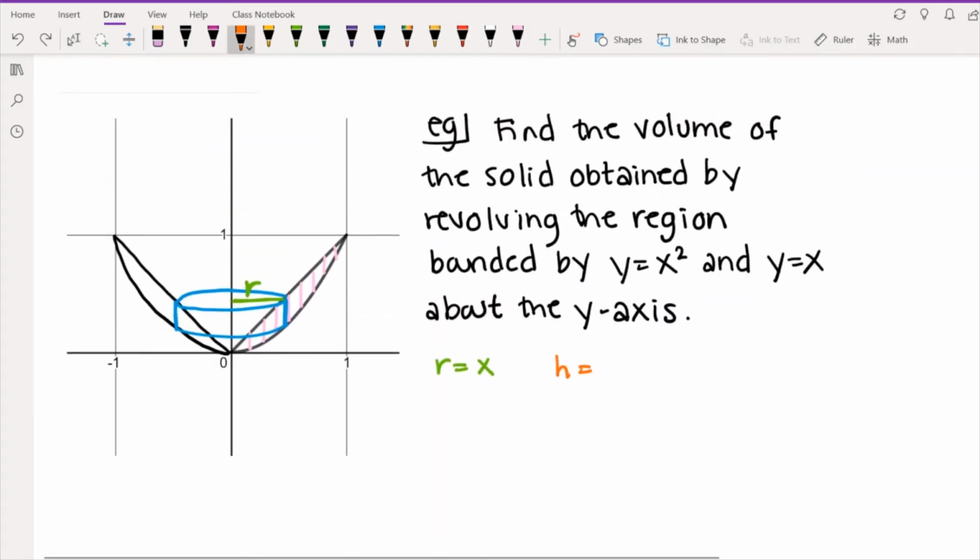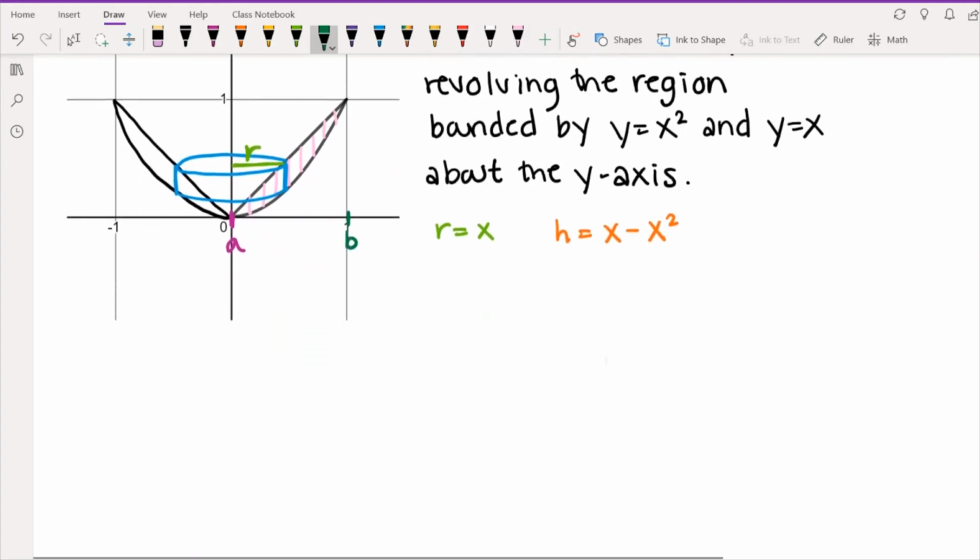So let me write that back in again. Our height was x minus x squared. And what are our bounds going to be? Well, the smallest x value that will have a radius is at A, and the biggest x value that will have a radius is at B, which is 1. So we have 0 to 1.